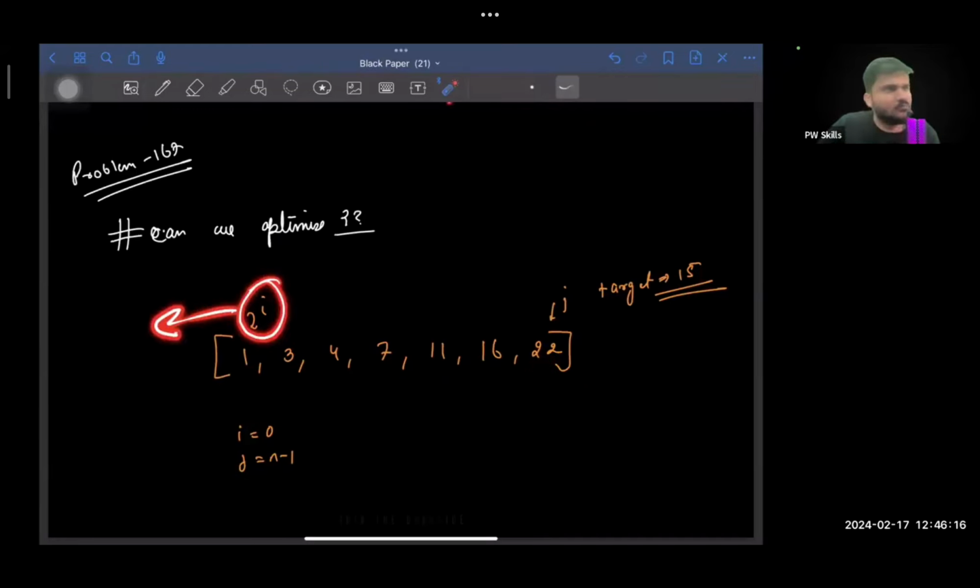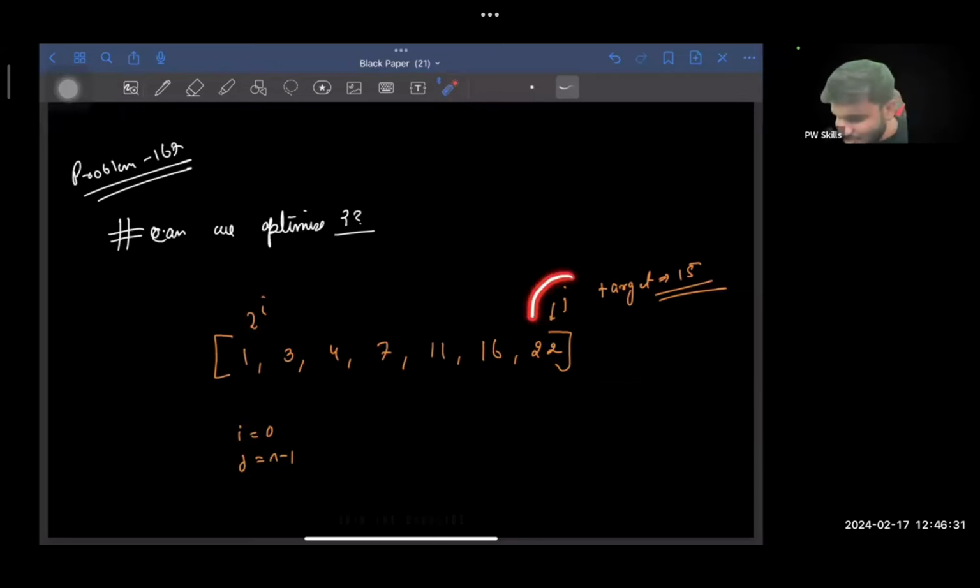Okay. Can I move i to the left? No. There's no point. There's no position. We cannot move i to the left. So the only way to reduce the sum is to move j to the left. Can I say that? We can move j to the left. Yes or no?